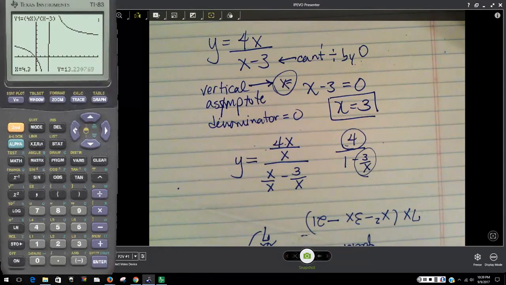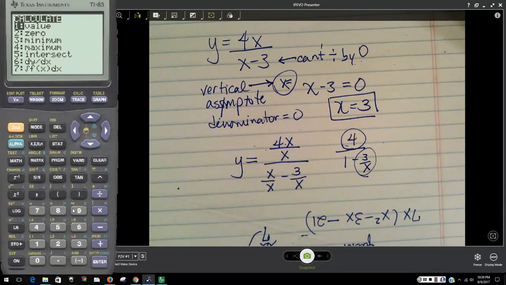I crossed over. Okay, so let's try this. Second trace value. Show me where x is equal to 3. Well, I can't because there's an asymptote there. Now, for your horizontal asymptote, let's just simply graph y equals 4.